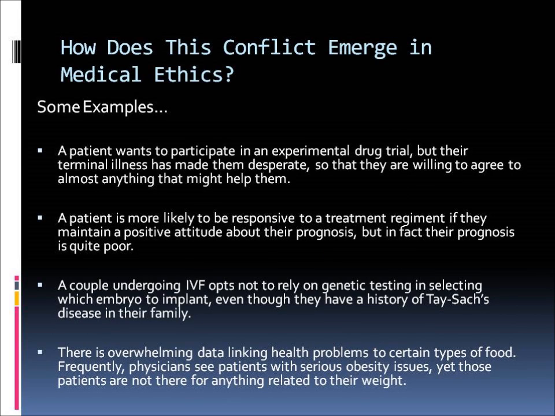So one, suppose a patient wants to participate in an experimental drug trial. So this is going to be a trial of a drug that has not yet been approved for general prescription. But they're terminally ill. It's created this attitude of desperation. They're willing to agree to almost anything that might help them. So they're willing to agree, for example, to a phase 1 clinical trial, which is a toxicity test. It is not a test of efficacy. All that a phase 1 trial tests is whether or how much of a drug will make someone sick, and sick in what way.